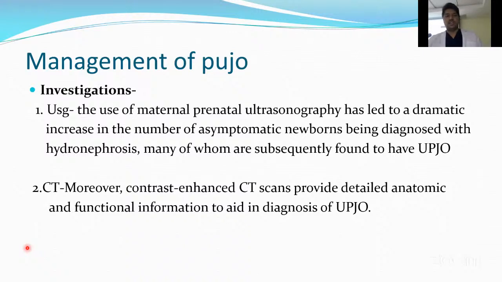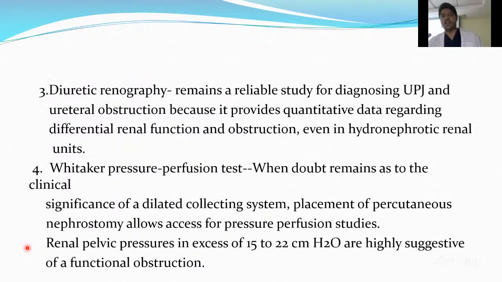Management of PUJ obstruction: investigation, USG. Maternal perinatal ultrasonography has led to a dramatic increase in the number of asymptomatic newborns being diagnosed with hydronephrosis, many of whom are subsequently found to have PUJ obstruction. CT and contrast CT provide detailed anatomic and functional information in diagnosis of PUJ obstruction. Diuretic renography remains a reliable study for diagnosis of PUJ obstruction, and provides quantitative data regarding differential function and obstruction.